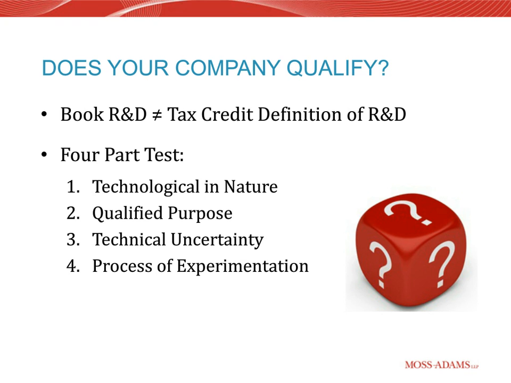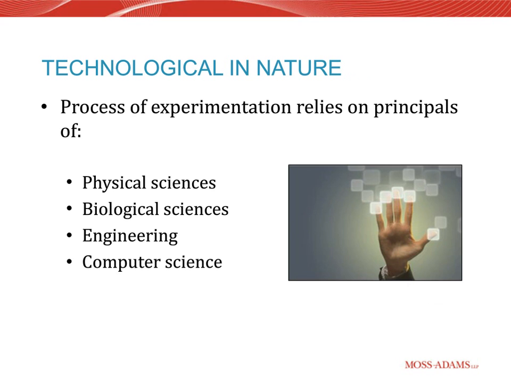So the second requirement is what's called the qualified purpose requirement. And this just states that the activities need to be intended to create a new or improved product or process. And this is an important distinction here, because when most people think of R&D, they think of product design or product development. But as the definition here suggests, in addition to product design, we can also take process design or manufacturing process design and improvements.